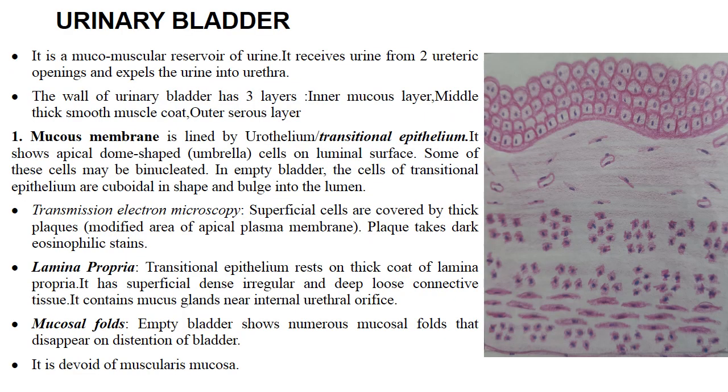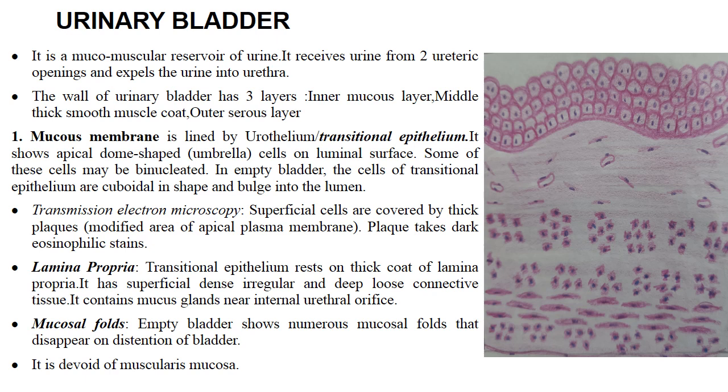The urinary bladder is a mucomuscular reservoir of urine, and it receives urine from the ureter. So there are two ureteric openings in the urinary bladder, and then it stores the urine, and the stored urine is then expelled through the urethra to the exterior. The wall of the urinary bladder is formed by three layers. Inner is the mucous layer, middle is the thickest one formed by the smooth muscle, and the outer is the serous layer. So the mucous membrane is lined by transitional epithelium.